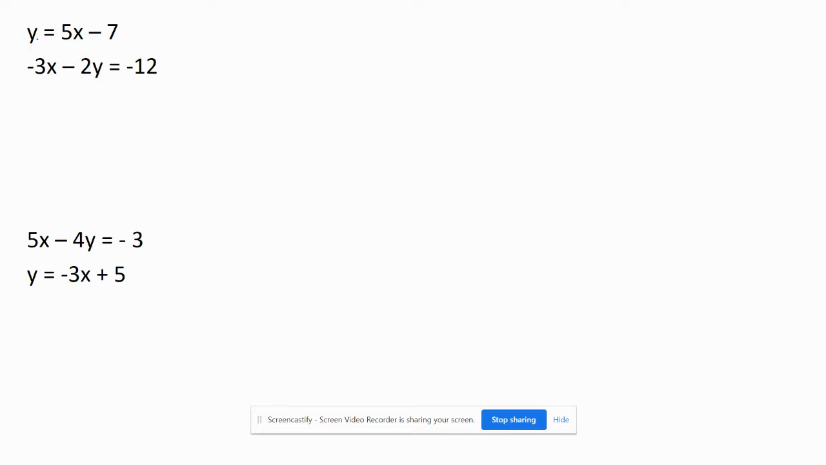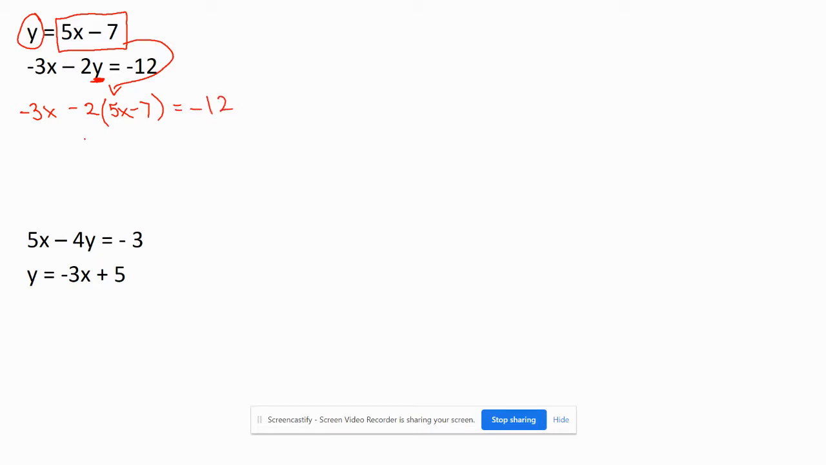Now notice we have y equals 5x minus 7. So wherever I see a y in my other equation, I'm going to put 5x minus 7 in for it. And then we'll solve it. So let's see what that looks like. Negative 3x minus 2, and not y, this time we're going to substitute that in. So we're going to say 5x minus 7 instead of y equals negative 12.